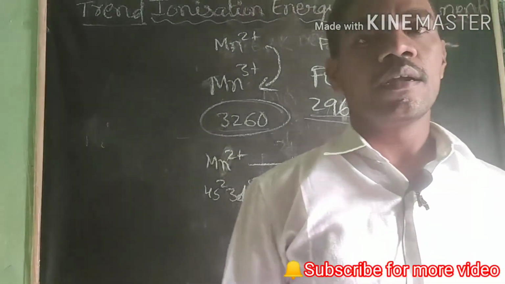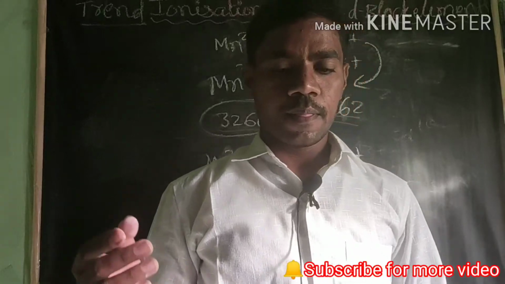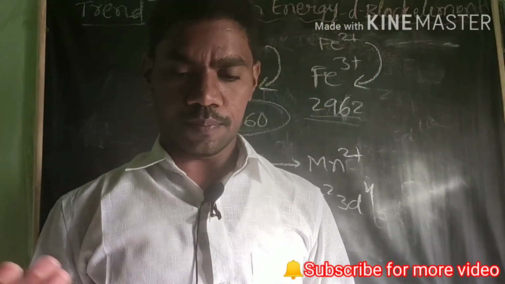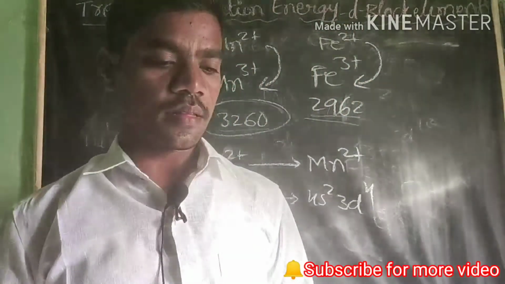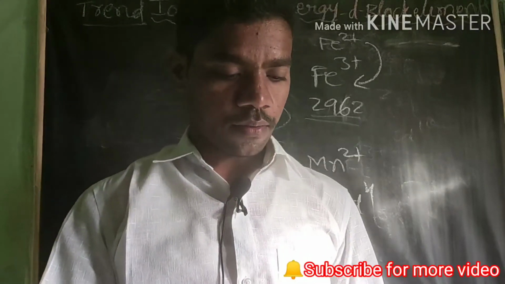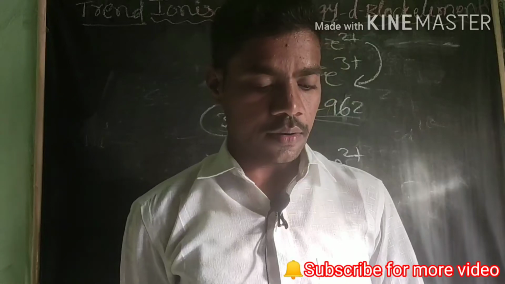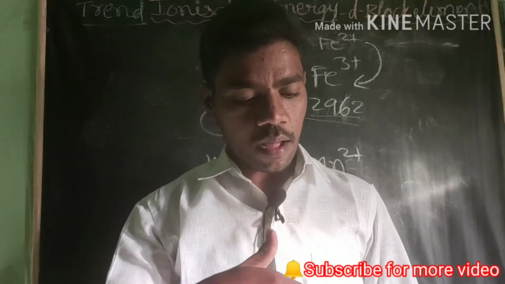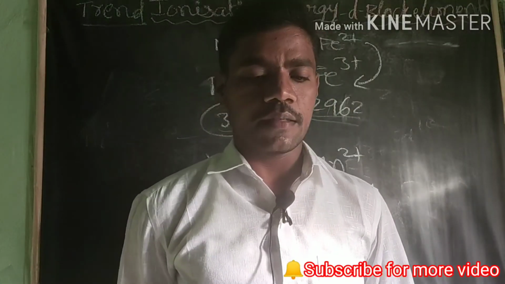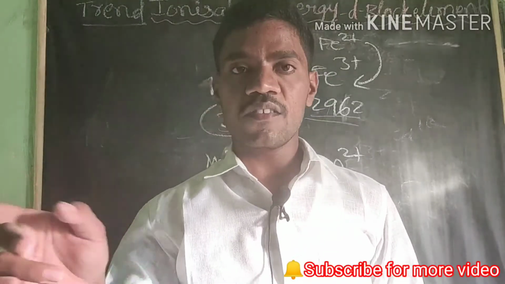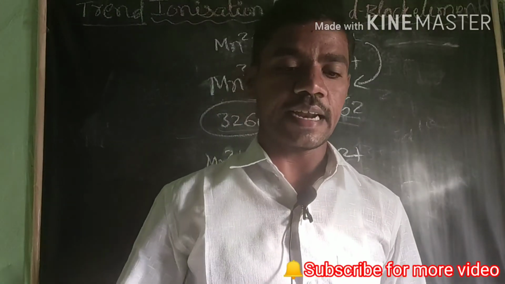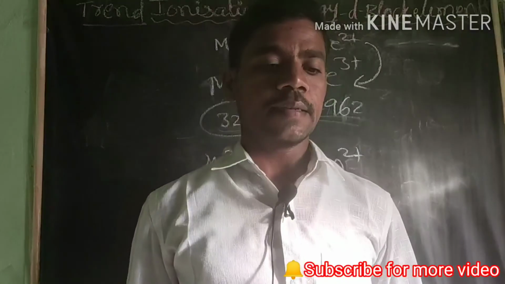Next, continue. See here the values. Zinc: the zinc family means zinc, cadmium, mercury. They always have, you see here, 906, 1952, and 3823. The zinc family always has almost higher energy because of completely filled electronic configurations. They are 3d10, 4d10, 5d10.